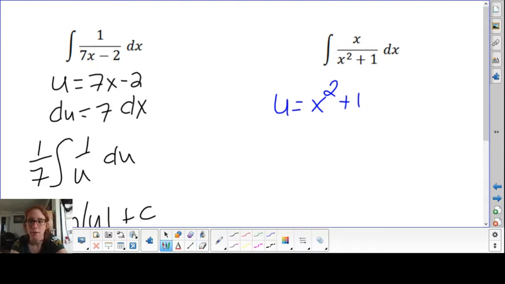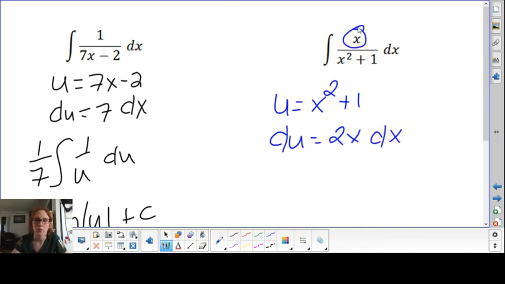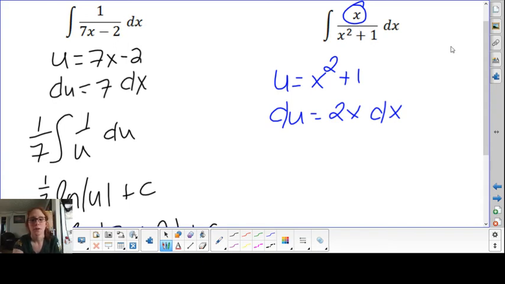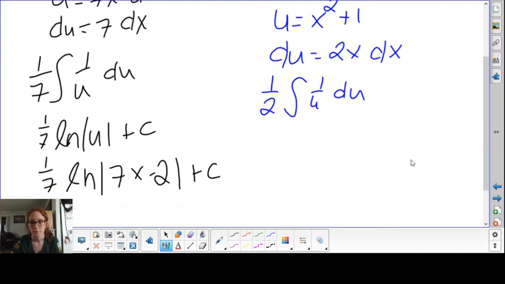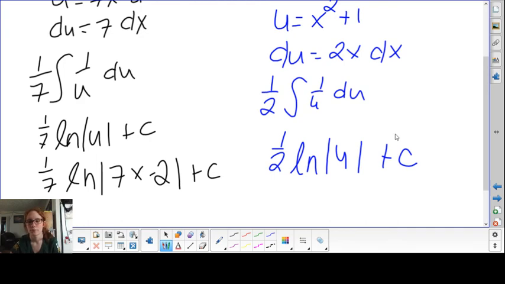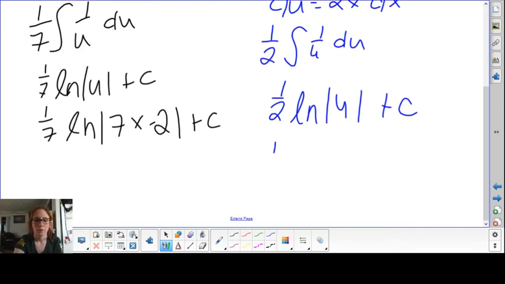So in this case, I'm going to let my u be x squared plus 1. My derivative of this guy is going to be 2x dx, and I have the x. I'm just missing that 2 like I was in the examples before. So I'm going to go ahead and have 1/2 times the integration of 1 over u du. That's going to give me 1/2 times the natural log of |u| plus c, which is going to give me 1/2 times the natural log of x squared plus 1 plus c.